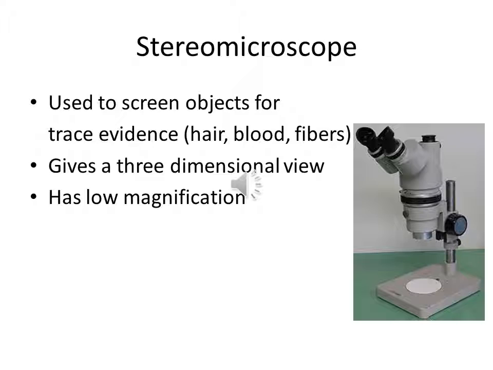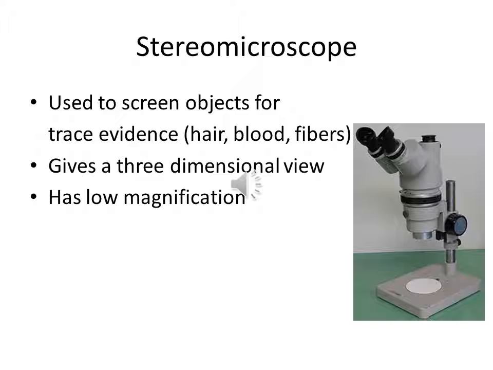It's also, as the name indicates, it gives a good three-dimensional view, stereo view. So this is really nice for, it's also known as a dissecting scope. It's nice for being able to manipulate a sample and do fine work that might be difficult to do without the assistance of the stereoscope.